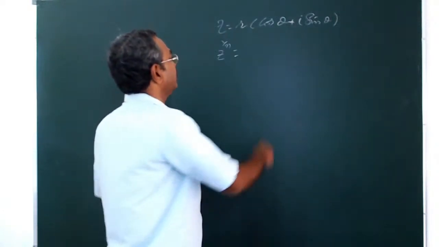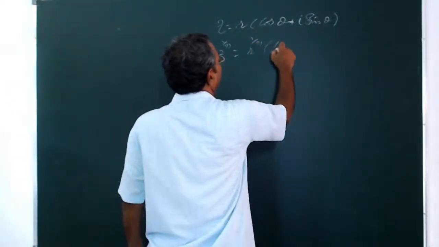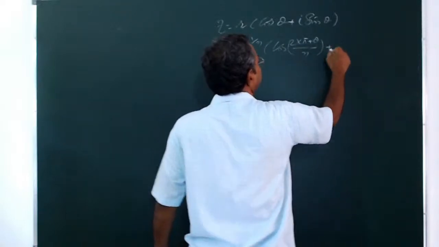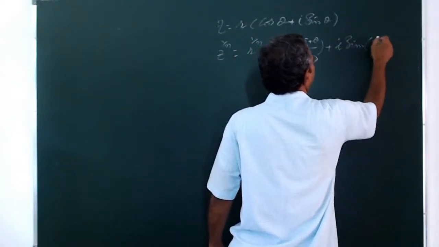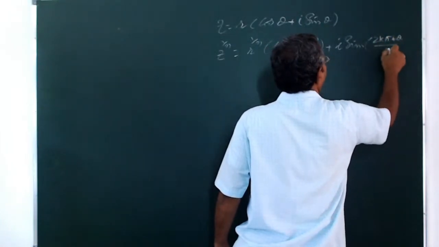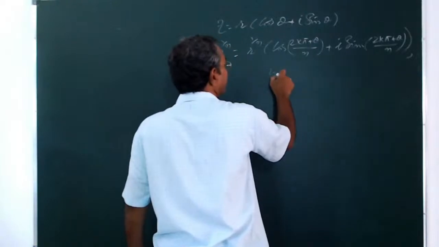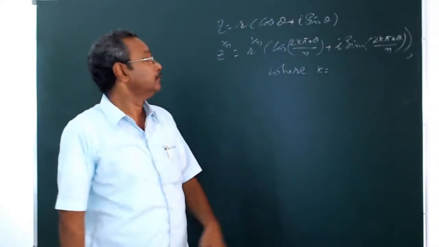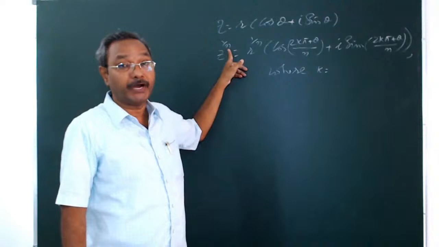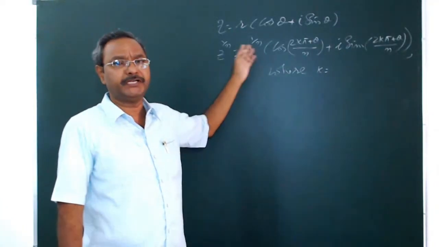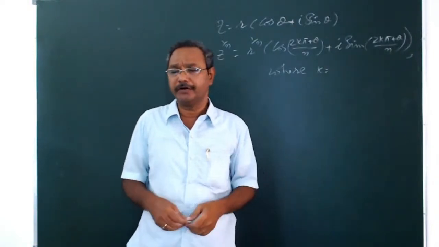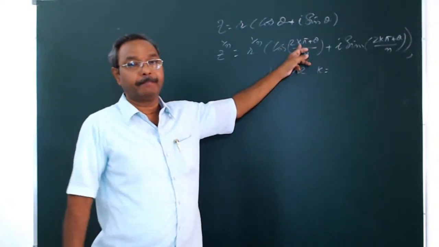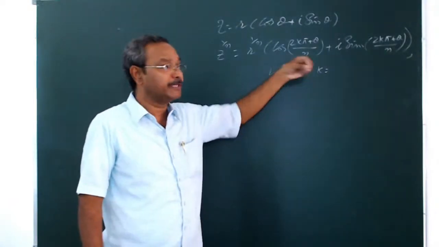Those nth roots are r to the power of 1 by n into cos of (2k pi plus theta) divided by n plus i sin of (2k pi plus theta) divided by n, where k is the quantity we have introduced. n is what you are going to find. If you are finding fifth roots, n is equal to 5. If you are finding 10th roots, n is equal to 10. If you are finding 25th roots, n is equal to 25, etc. And we have to specify what this k is.